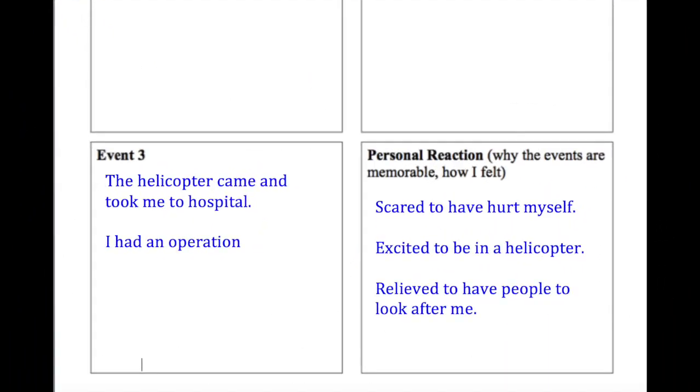Next, a helicopter came and took me to hospital. And finally, I had an operation. The last part is my personal reaction. I felt scared to have hurt myself, excited to be in a helicopter, and relieved to have people around me that looked after me.